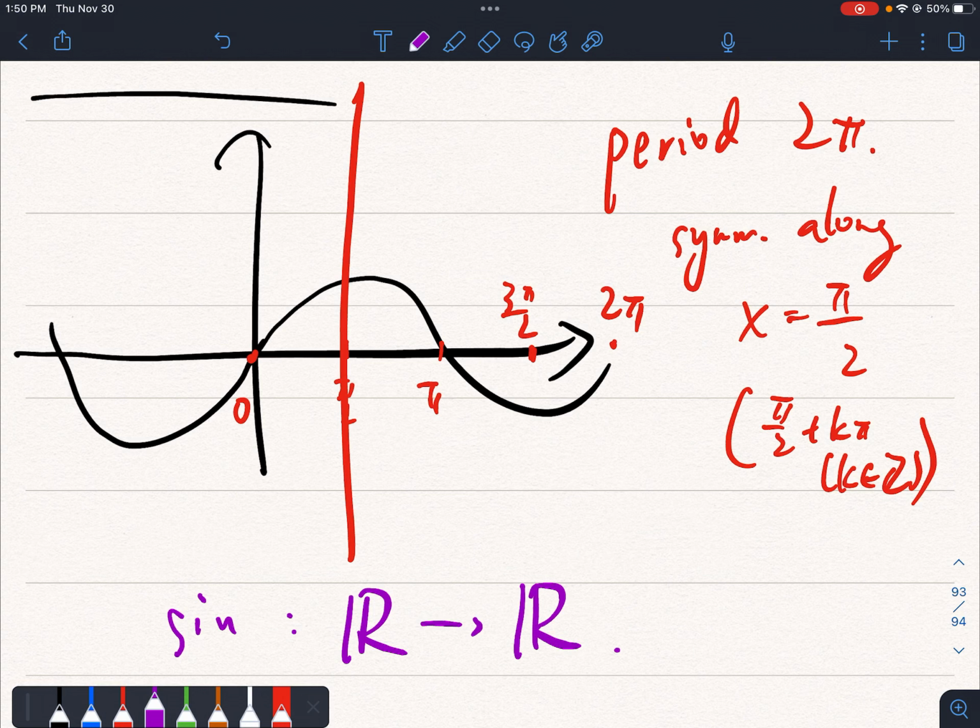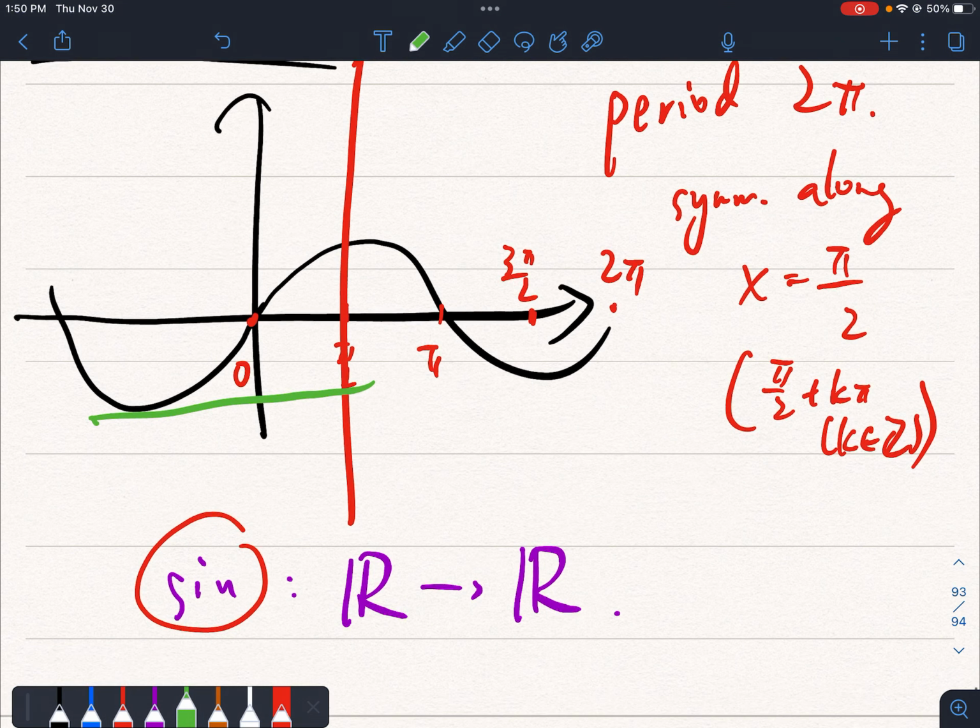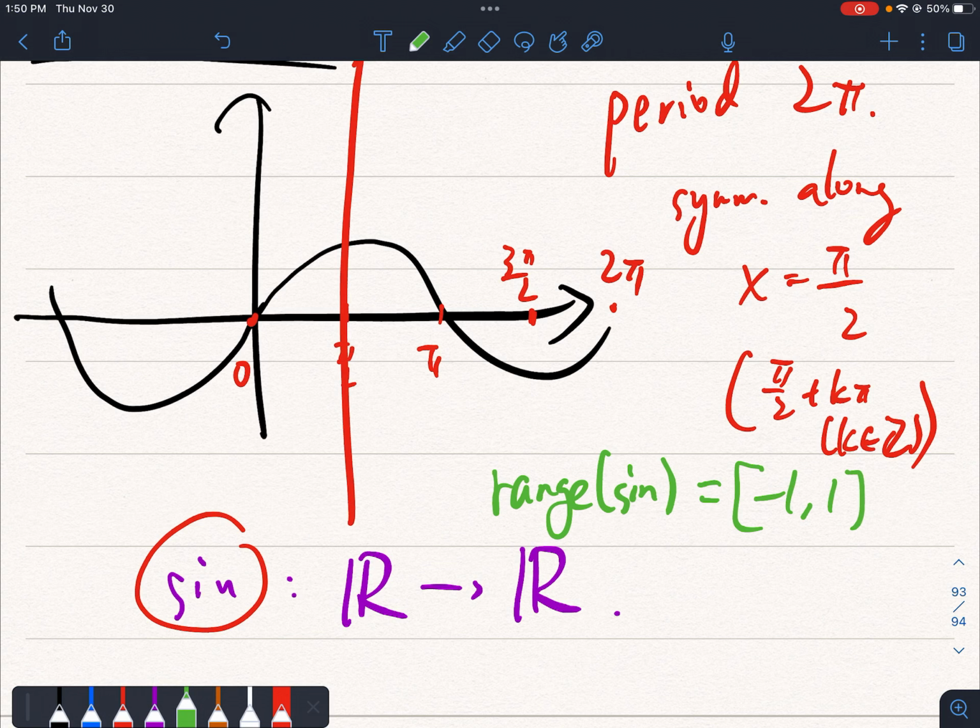So you can see that if we consider this function sine as a function from R to R, then this is clearly not surjective. Why? Because all the values must be between -1 and +1, right? The range of sine is the closed interval from -1 to 1, because we can attain -1 and 1 at, for example, minus pi over 2 and pi over 2.